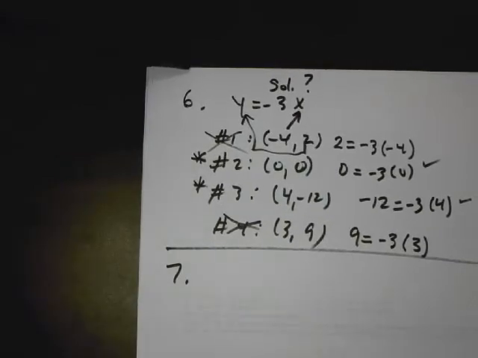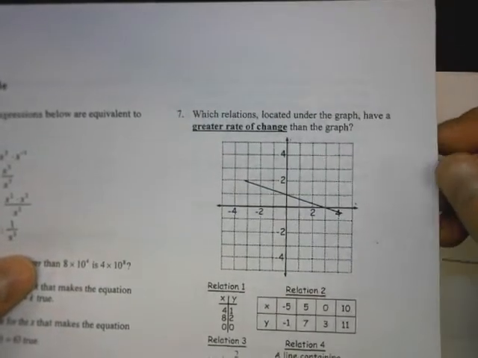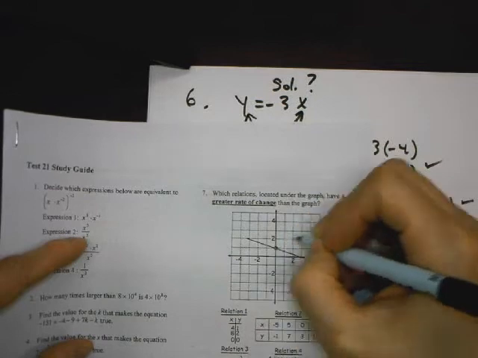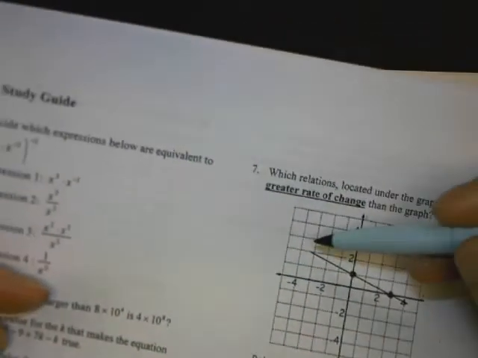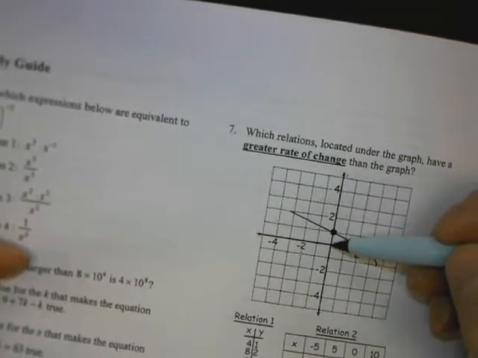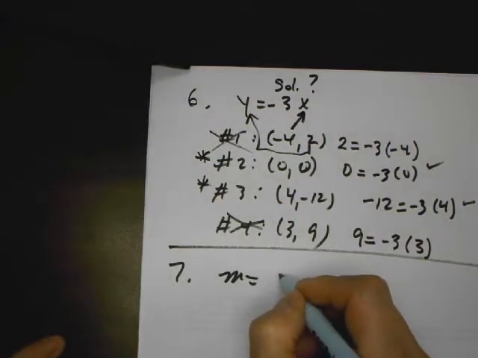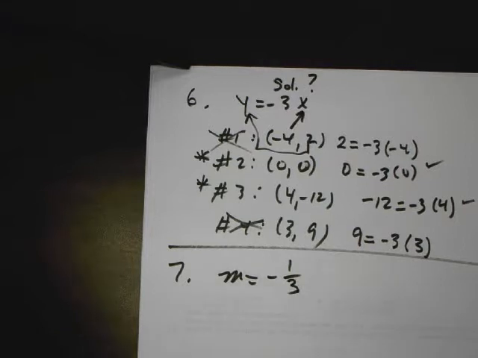Number 7. Number 7 gives us a graph. We have to find the slope for that. So if I took 2 points, I'm going to take points that are right there on the lattices, right where the lines intersect. And I can see, first of all, this is a negative slope. And so I go down 1 and to the right 3. Down 1 and to the right 3 is a slope of negative 1/3.